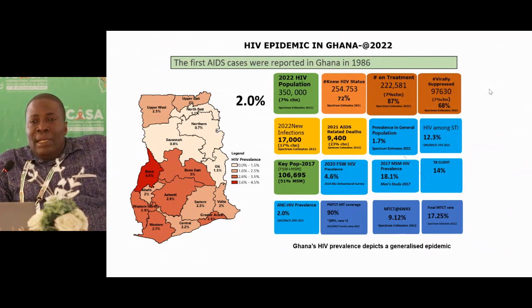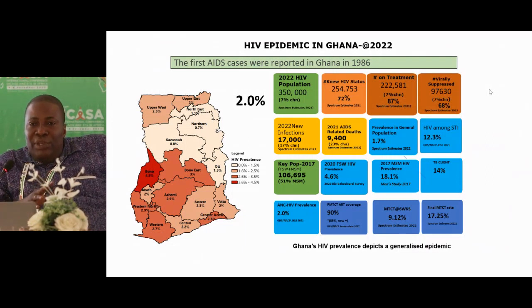It's very high. We have an estimated population of people living with HIV of 354,927. So if you round it up to about 350,000, 7% of them are children. And as far as our 95-95-95 is concerned, we are at 72, 87, and 68. Prevalence of HIV in TB clients is 14%. And then estimated new infections are about 17,000 every year, with 9,000 deaths.